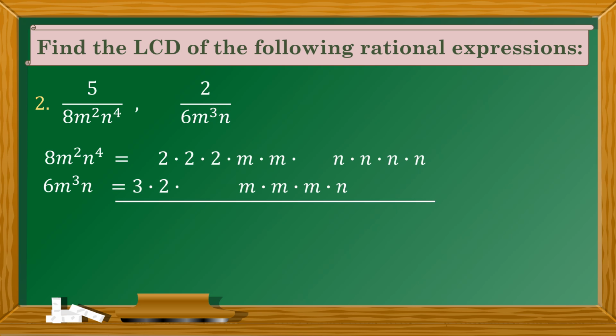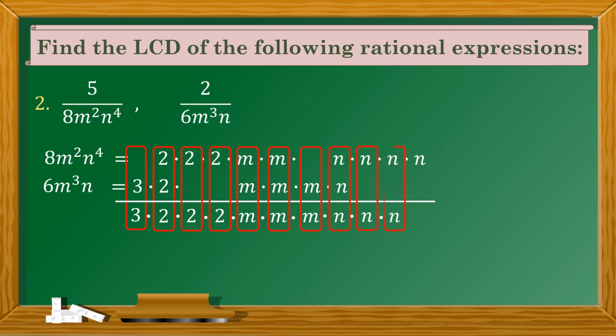Then, let's bring down all the factors. So we have there 3, then 2. Since it's common in both the denominators, we will take that as 1. Then another 2, another 2. So again, m is common in both the denominators, so that is taken as 1. Another m is common in the two denominators, so that is taken as 1. Then we have another m. So n is common in both the denominators, so that will be taken as 1. Then bring down all the 3 n's.